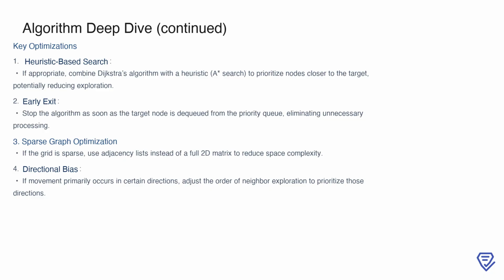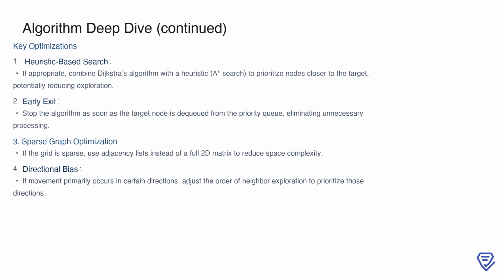For sparse grids, using adjacency lists instead of a full 2D matrix can significantly reduce space complexity. Finally, if movement generally occurs in specific directions, we can introduce a directional bias by prioritizing neighbors in those directions during exploration. These optimizations can make the algorithm even faster and more efficient, particularly in scenarios with larger grids or specific movement patterns.